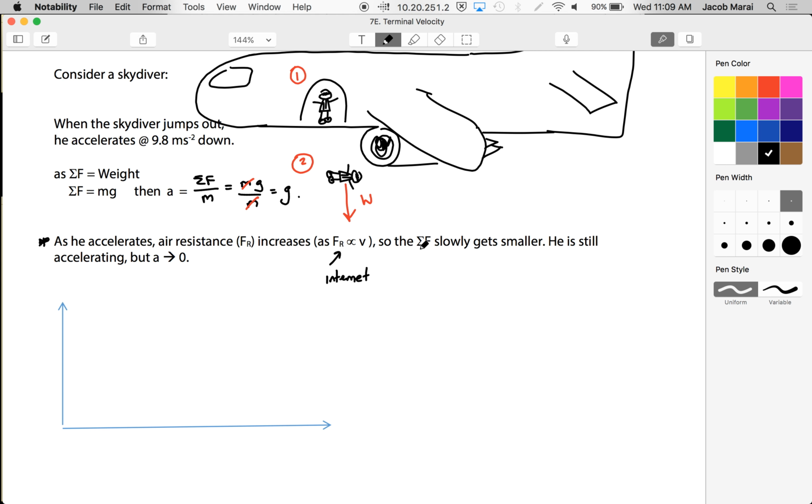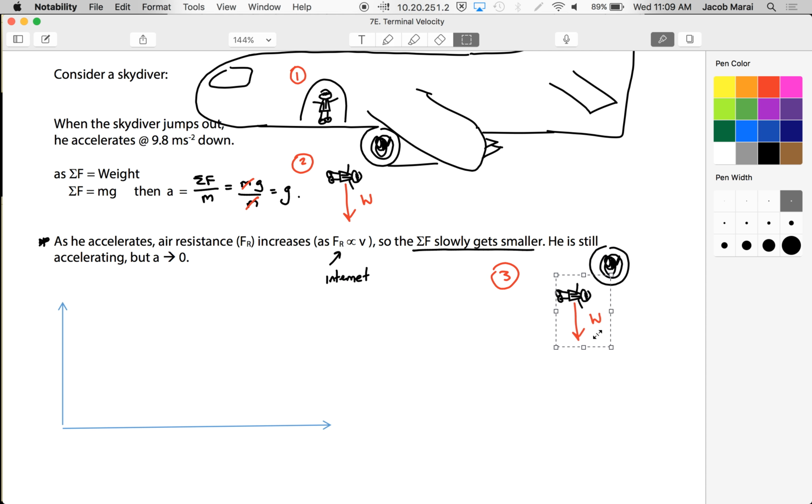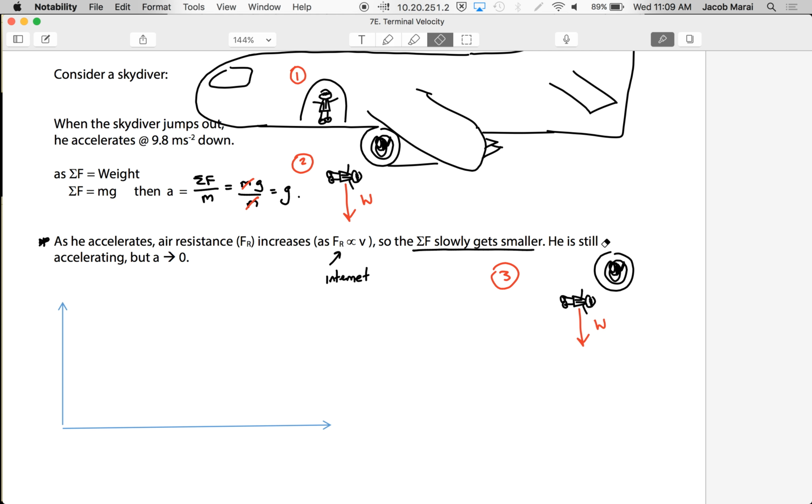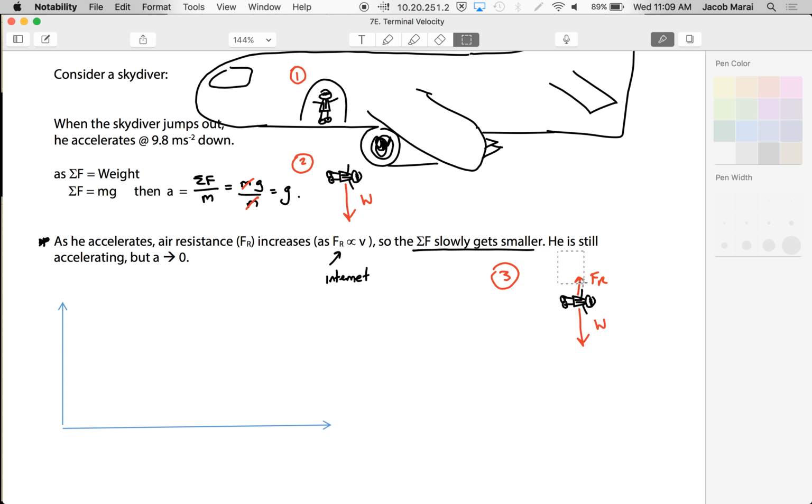So what's going to happen is that the unbalanced force is going to reduce. So let's just go scenario 3. I'm going to draw him again. The weight force, remember, always acts. The turbine engine can come too. But I want you to imagine a smaller air resistance. So he's at a certain speed, which produces an upwards force.